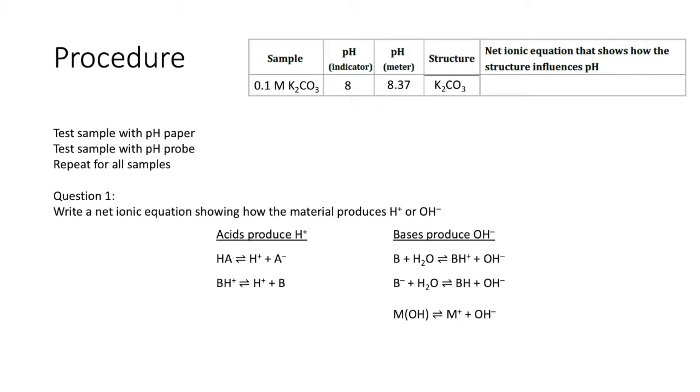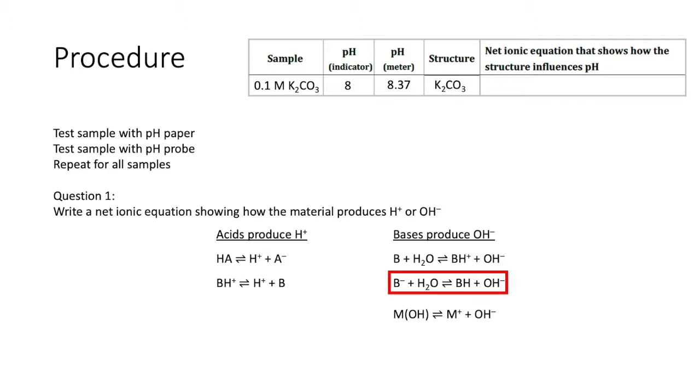In our example with potassium carbonate, potassium carbonate is a salt, so when you add it to water, it will dissociate, and the potassium ions will be spectator ions that effectively don't influence the pH at all. So the reaction producing the OH minus is the second reaction type that was mentioned, one with a negatively charged ion reacting with water.